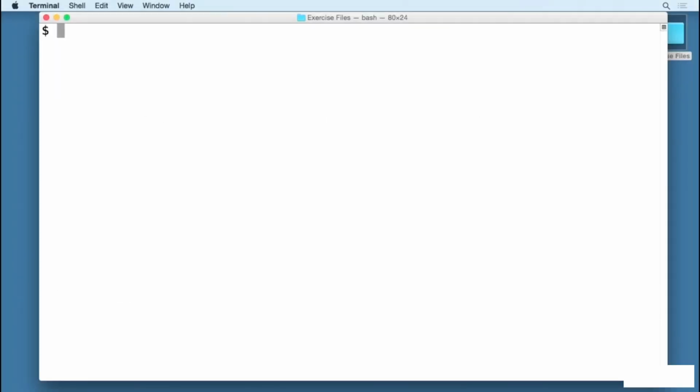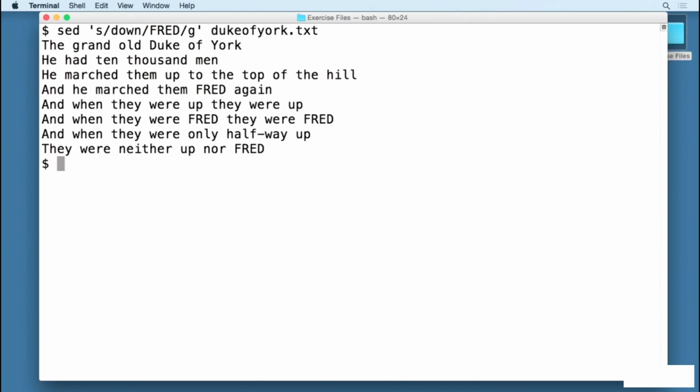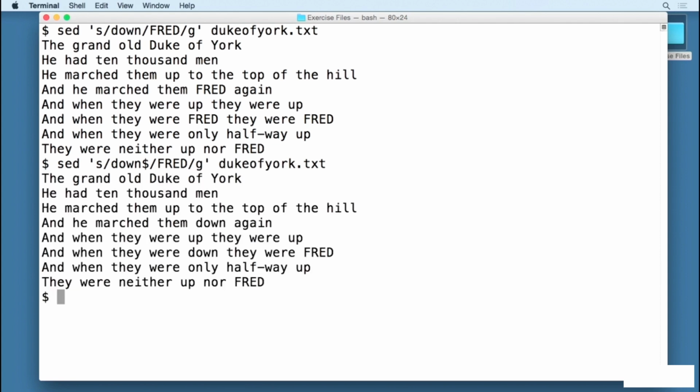So, for example, if we look for "down" and replace it with "Fred" globally in our Duke of York file, it replaces 4 instances of "down" with "Fred". But if we look for down$ and replace it with "Fred" globally in our Duke of York file, then it only catches 2, the 2 in which "down" appears at the end of the line. There are 2 other occurrences of "down" within the file, but they are not replaced because they do not appear at the end of the line. Note that the caret and the dollar sign do not match the first and last characters on the line, but the actual beginning and end of the line itself.